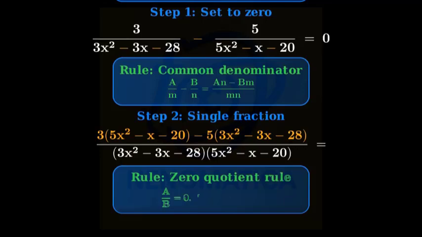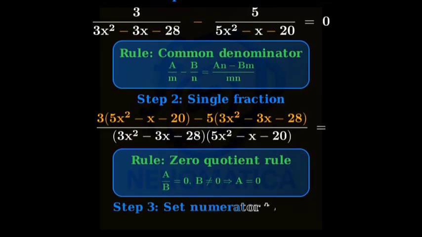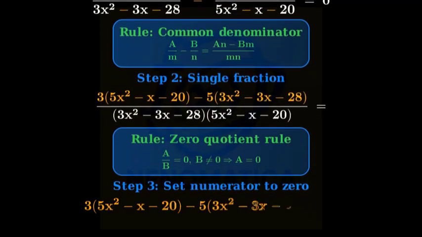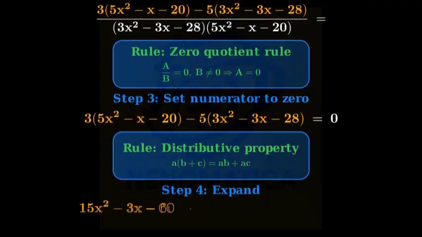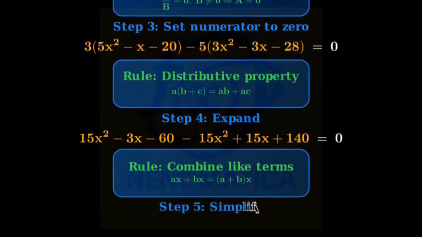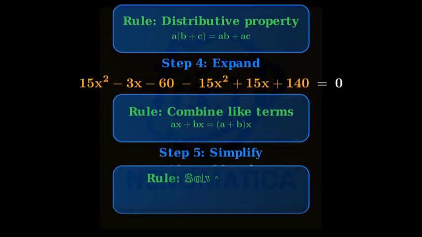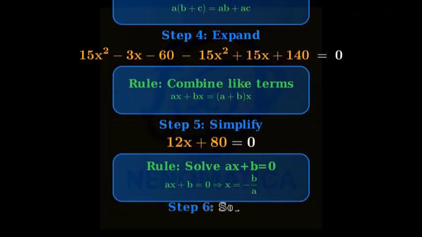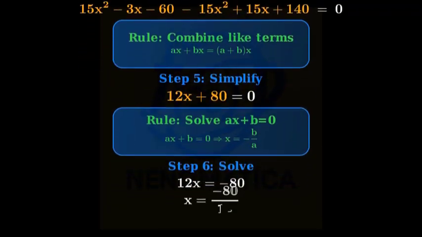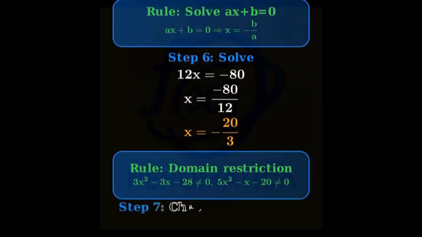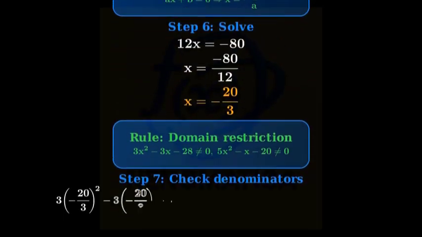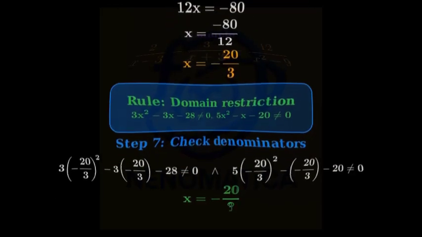Step 3. A fraction equals 0 if, and only if its numerator is 0 while the denominator is not 0. Step 4. Expand each product exactly as shown. Combine like terms to obtain a linear equation. Step 6. Solve the linear equation for x, then reduce the fraction. Step 7. Domain check. Ensure the original denominators are not 0 at the solution.